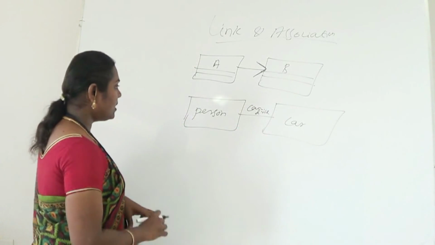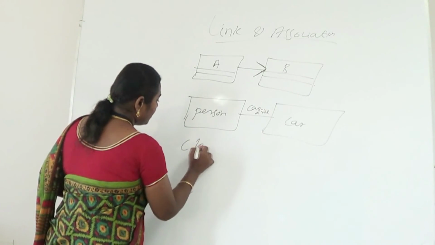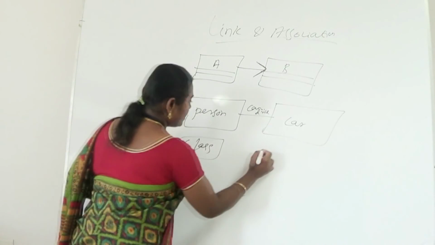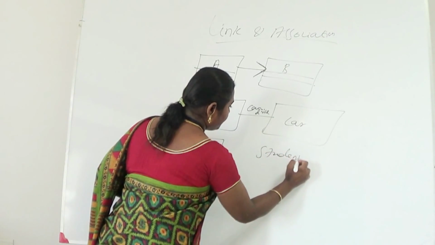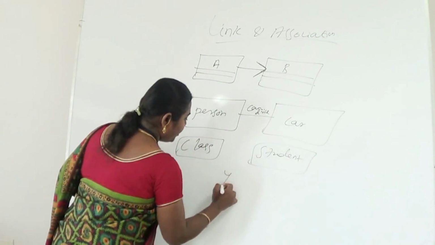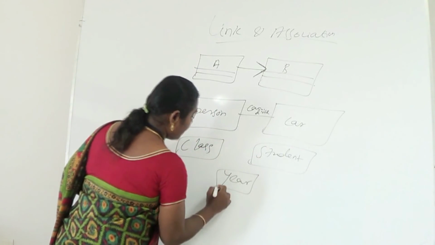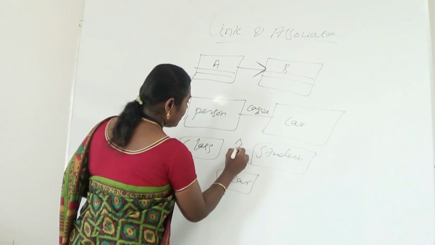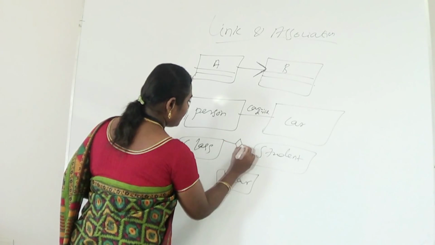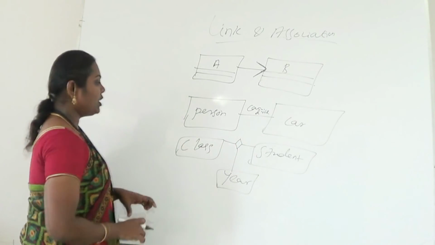And the third one is the ternary relationship. How to consider: a class, student and you. So this can be attached to the diamond symbol. So this is the representation of ternary.